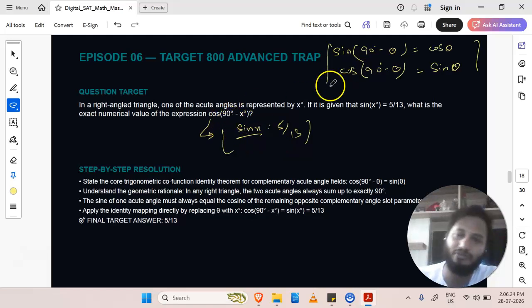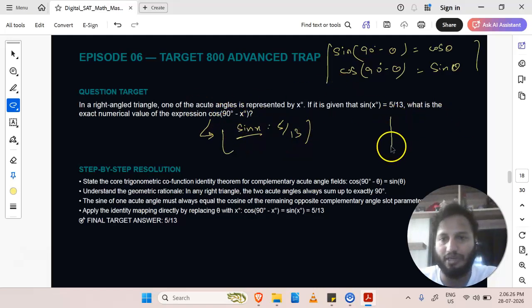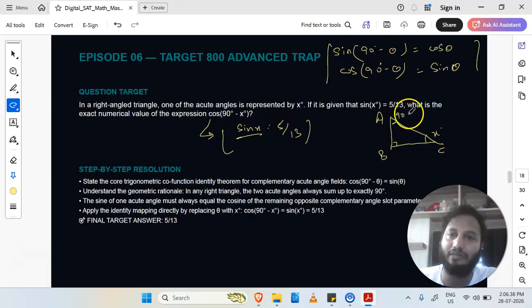What if you don't know this relation? What will you do? You will draw a right angle triangle ABC. Quickly draw a right angle triangle. Label this angle as x. This angle is 90 degrees. So this angle will be 90 minus x.